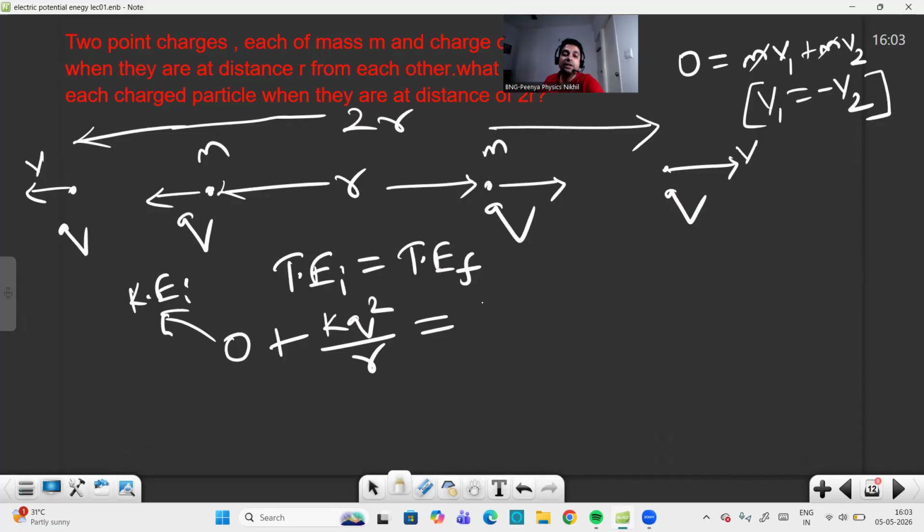So here, final kinetic energy is always positive. So it will be half m v square plus half m v square. And because they are at distance 2r, they are in interaction with each other.